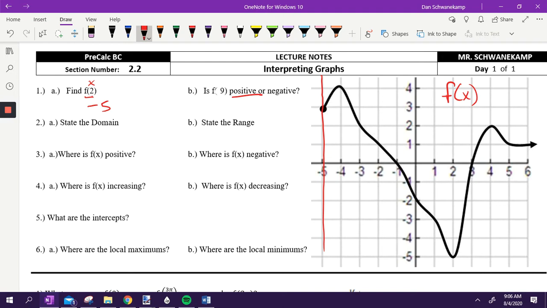When did I stop touching this graph? Never. There's an arrow. It goes on forever. I never stop touching the graph. So I go from -5 until when? Infinity. -5 till infinity. At -5, did I actually touch the graph? Did I have an x value at -5? Yeah, so I'm going to use a bracket.